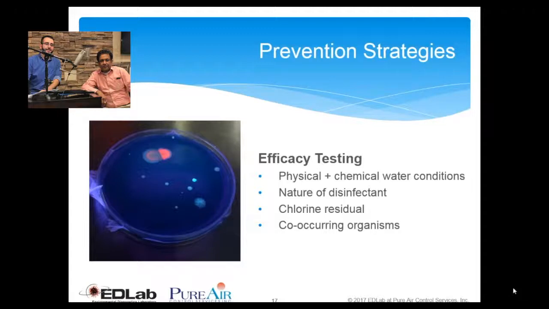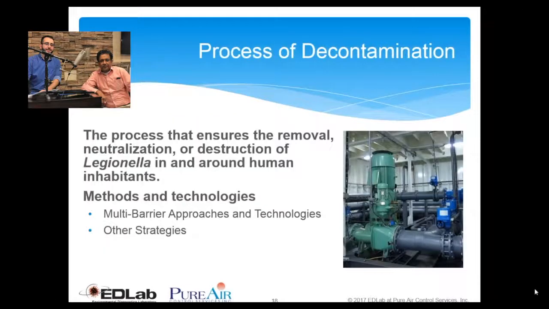Nature of disinfectant: we should be using those disinfectants which are not harmful to the individual or the environment. Many a time people need to assess the chlorine residue. That helps to understand how much residue there is, so that we have the appropriate disinfection. And then co-occurring organisms are another parameter one should test in order to make sure that the Legionella control is working as it's supposed to.